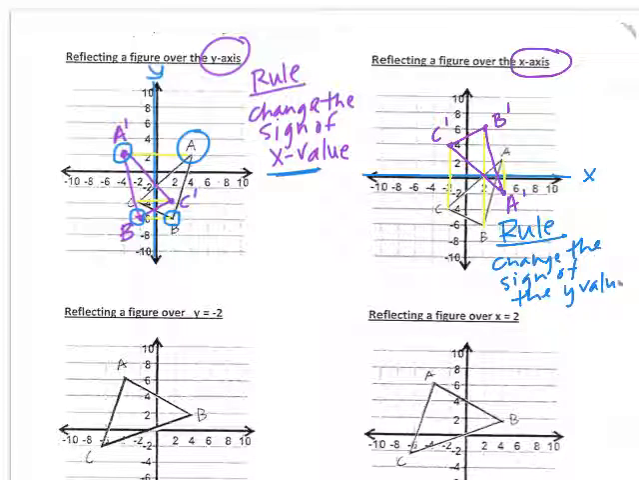So changing the sign means that we had a positive value for y here, but it's negative for the reflected point, right? We had a negative value for y for point B, but now it's a positive value for y. So the rule is just to change the sign of the y value if you're using the x-axis as your line of reflection.